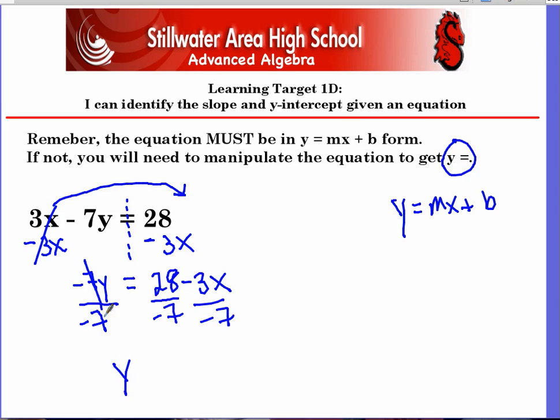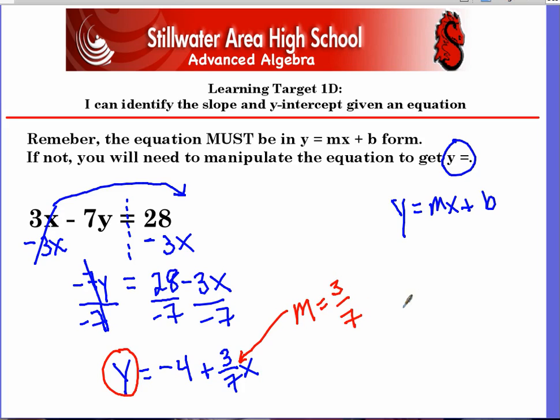As a result, negative 7 divided by negative 7 is 1. 28 divided by negative 7 is negative 4. We have negative divided by negative, so it's a positive 3/7 x. Now that y is by itself, I can now grab the coefficient of x for m, and I can grab the constant for the y-intercept. Remember, the y-intercept is a point 0, negative 4.